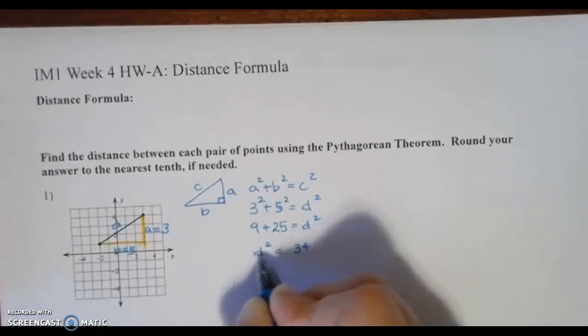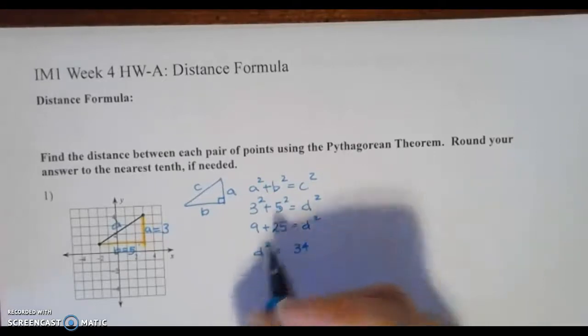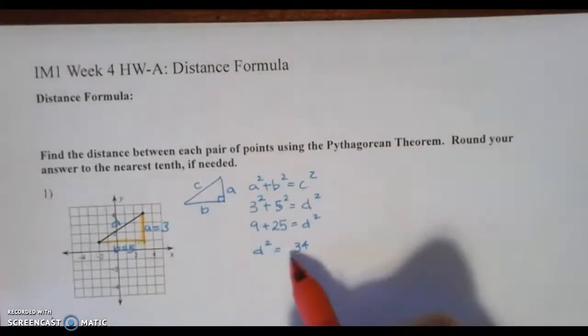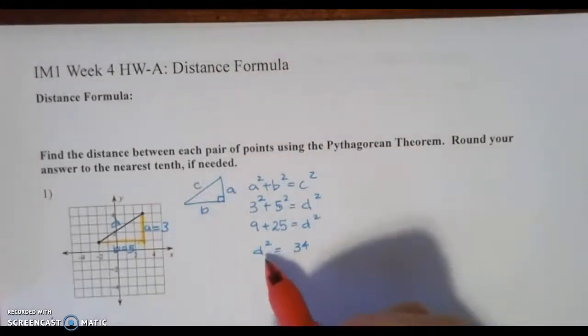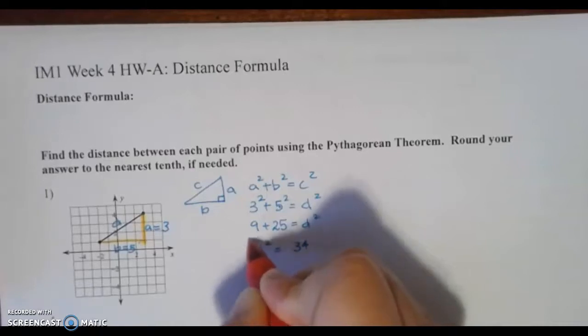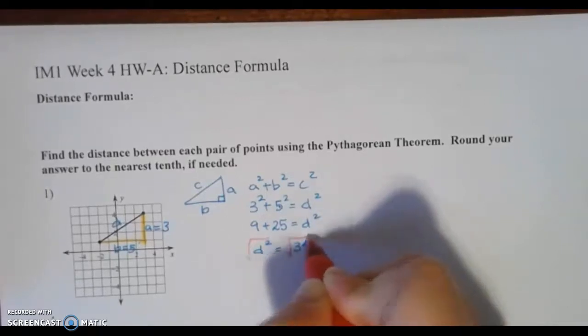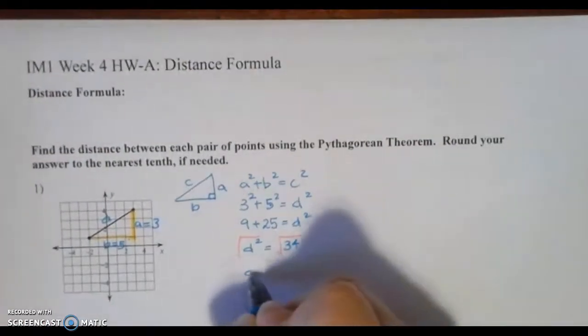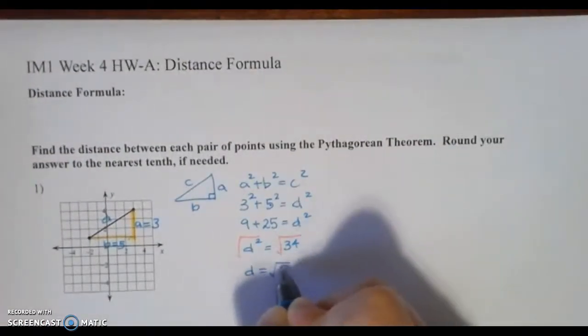I just like to bring the variable to the front because that's always easier for me. So D squared is 34. How do we find what D is? We're going to take the square root of both sides. Then you are left with D is equal to the square root of 34.